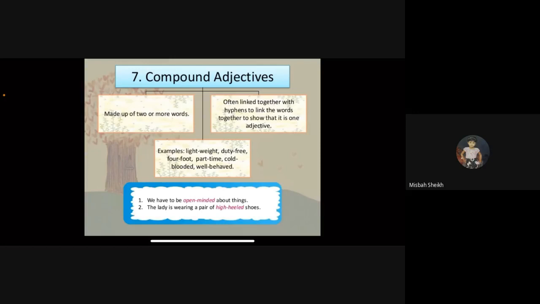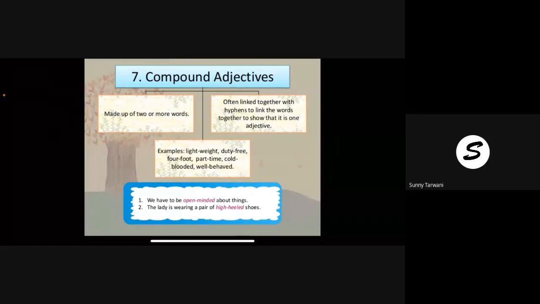Compound adjectives are made up of two or more words, often linked together with hyphens to show that it is one adjective. Example: lightweight, duty-free, four-foot, part-time, cold-blooded, well-behaved. We have to be open-minded about things. The lady is wearing a pair of high-heeled shoes.